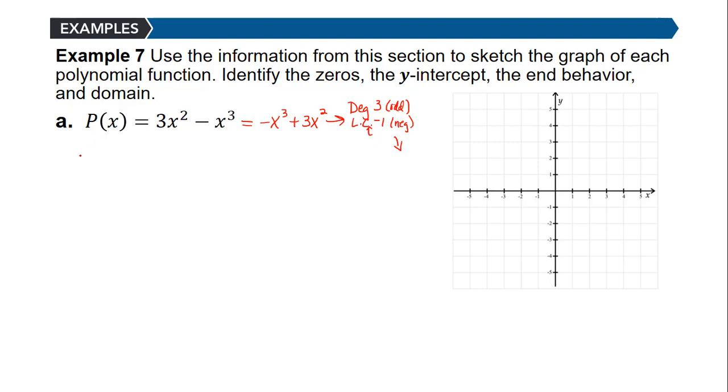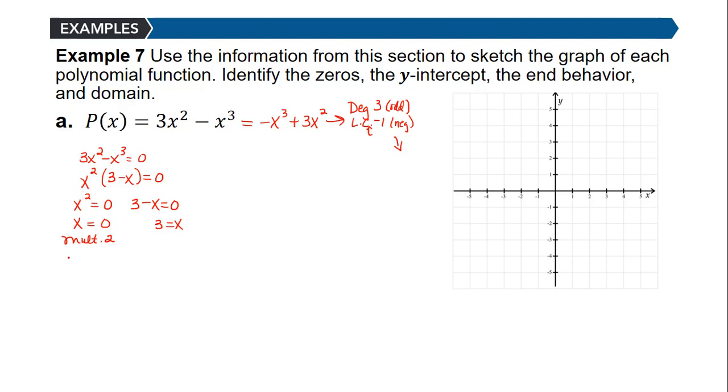To find the zeros, we set the function 3x squared minus x cubed equal to 0. We can solve this equation by factoring out the common factor of x squared, which leaves 3 minus x equals 0. So we can set x squared equals 0 or 3 minus x equal to 0 to get x is equal to 0 or 3 is equal to x. So we have a zero of 0 with a multiplicity of 2 because of that factor on x squared.